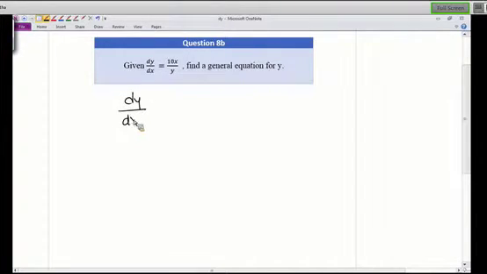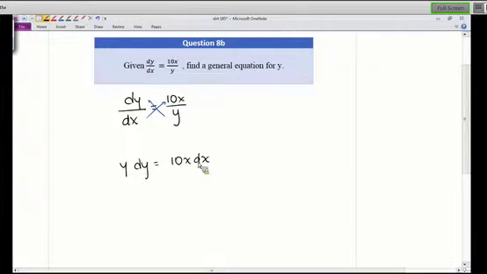dy/dx is equal to 10x divided by y. Now, just like we did for part A, we'll cross multiply. So when we cross multiply, we're going to have y dy is equal to 10x dx. Now notice when we cross multiply, we have our y with our dy and we have our x with our dx. Therefore, we don't have to worry about getting our terms together like what we had to do for part A.